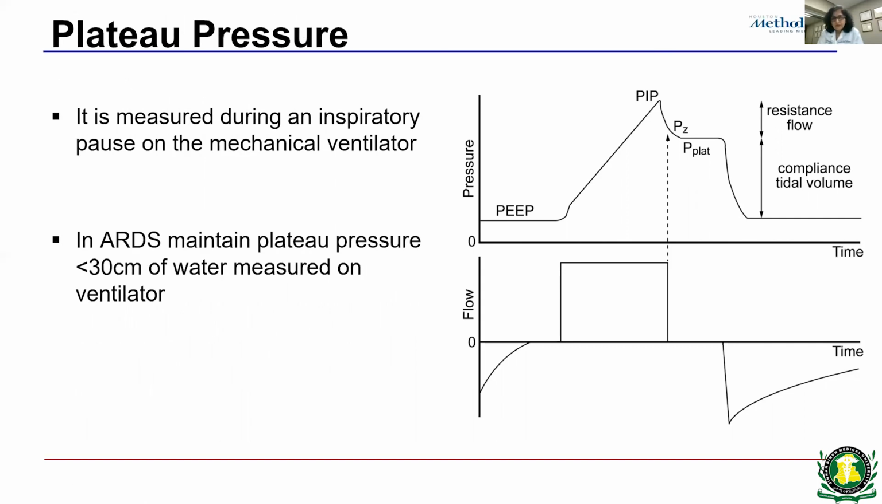What is plateau pressure? It is measured during an inspiratory pause on the mechanical ventilator. So you go into the tools and you dial in an end inspiratory pause. And that calculates the static pressure or the plateau pressure. And in an ARDS patient, you want that plateau pressure to be less than 30 centimeters of water. Anything above that increases your risk of barotrauma and volutrauma for that patient and increased mortality.